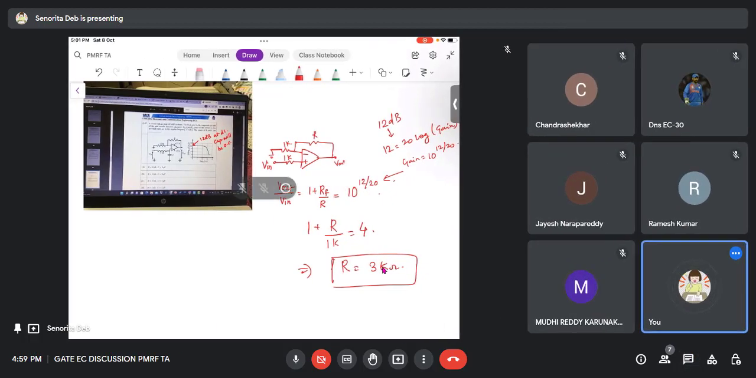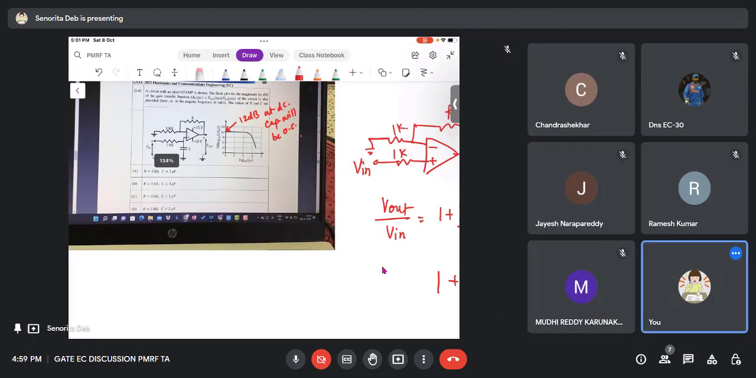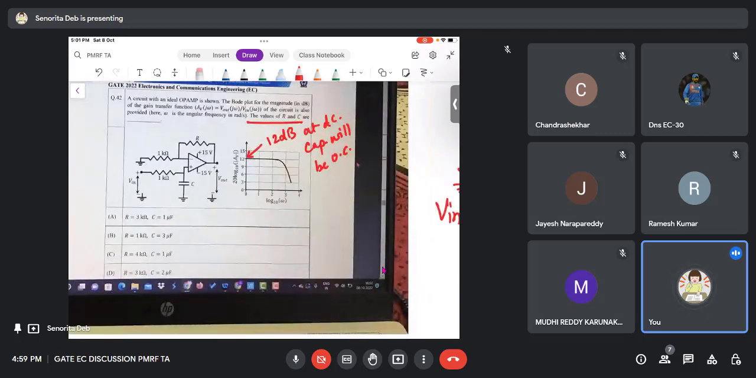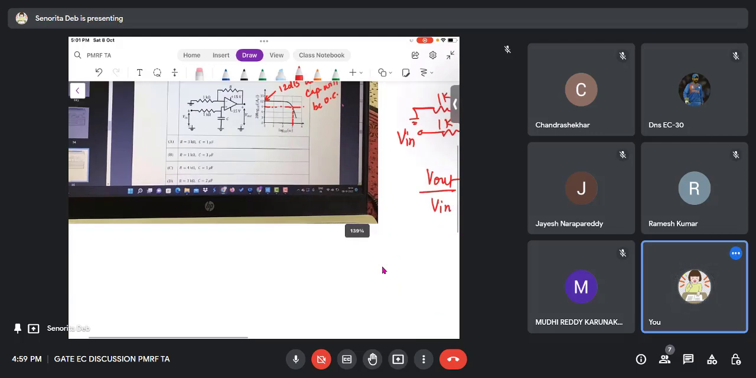Okay. So now I need the value of C also, because R and C have been asked. Now from where will I find C? You see, the information of 0 dB is given, and the information of 3 dB is also given. 3 dB down, that is at 9 dB, log 10 omega is given as 3.